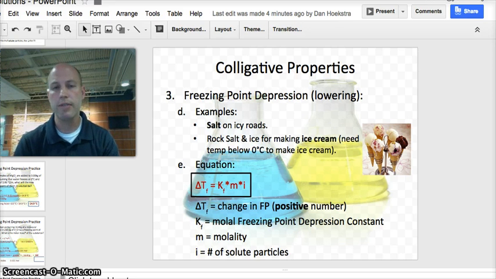And so we're going to look at these different colligative properties over the next couple days. You can see there's a couple equations that we're going to be working through as well. And so get ready to learn about these colligative properties and how they affect your life as we wrap up our unit on solutions.